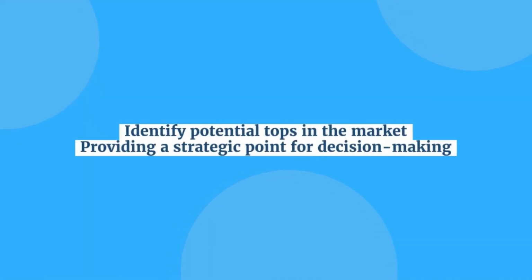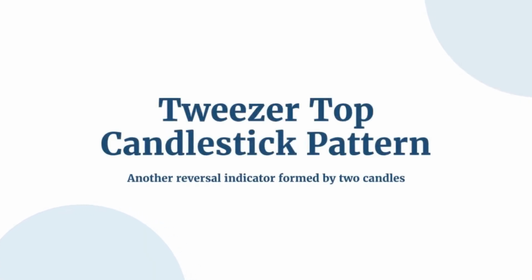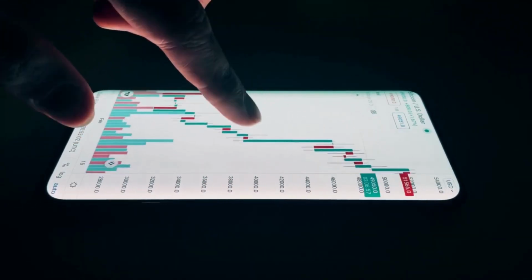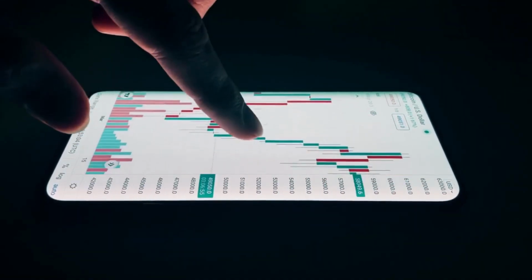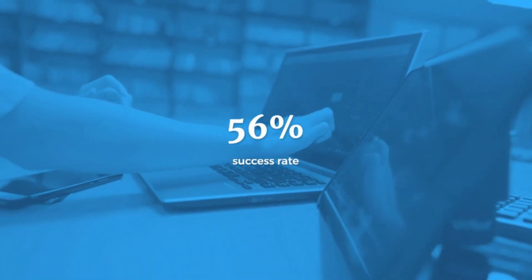Traders use this pattern to identify potential tops in the market, providing a strategic point for decision-making. The tweezer top candlestick pattern is another reversal indicator formed by two candles. It appears after an upward move, suggesting that bears are taking over. This pattern has a slightly higher success rate of 56%.